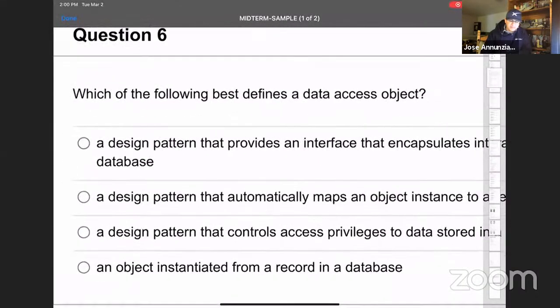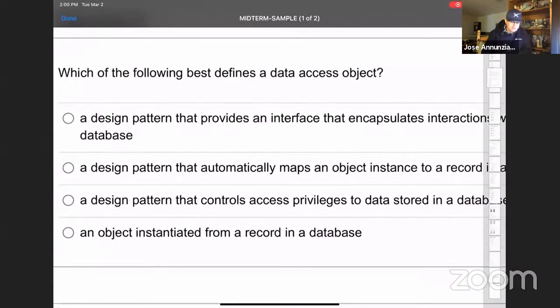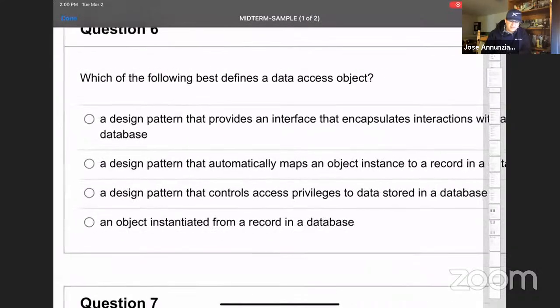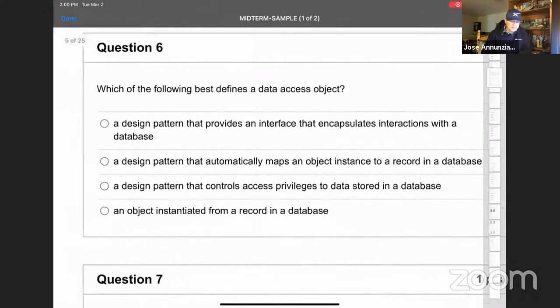Which of the following best defines the data access object? Design pattern that provides an interface that encapsulates interactions with the database. That looks right. A design pattern that automatically maps an object? That's not it, that's an ORM, which we'll discuss next week. A design pattern that controls access privileges? No. An object for a record? No. So it's this one.